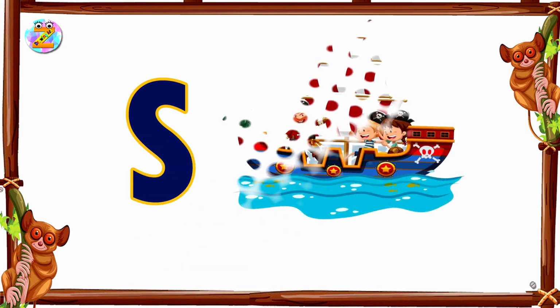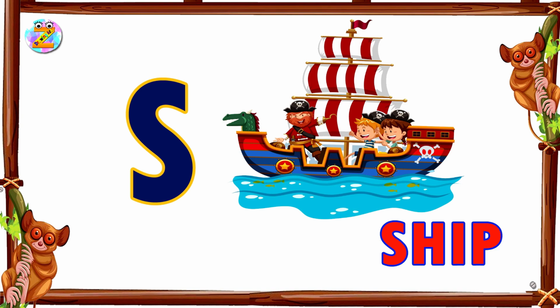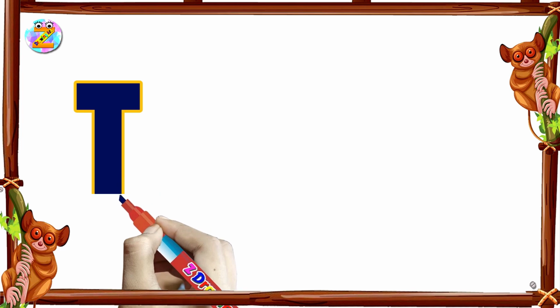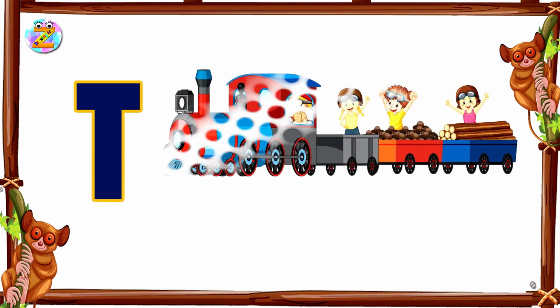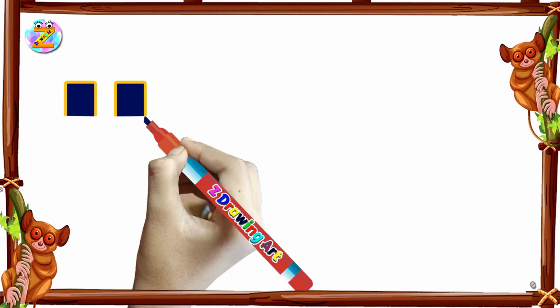S. S for ship. Spelling S H I P. S for ship. Next, T. T for train. Spelling T R A I N. T for train.